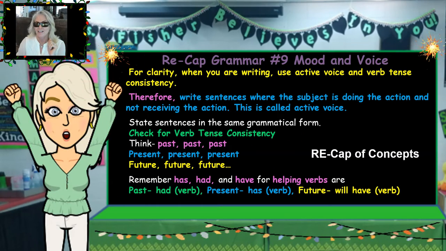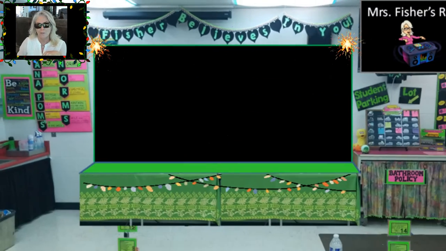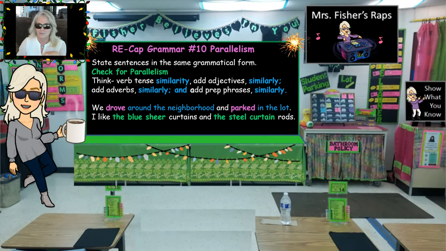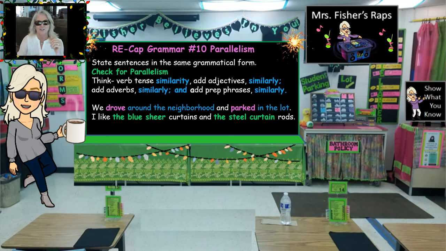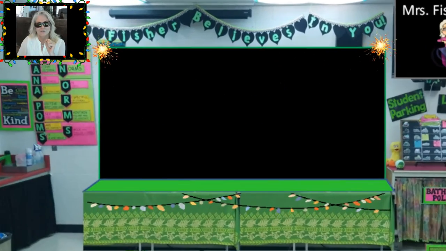And we learned that we use the active voice, which means we want the subject to be doing the action, not receiving the action. So it's not "the classroom was walked across by Mrs. Fisher," it's "Mrs. Fisher walked across the classroom." We also want to make sure we have parallelism with our verb tense consistency: past, past, past, present, present, present, future, future, future. We learned that parallelism is very important, and if we use a prepositional phrase in one part of our clause, we want to use it in the second clause as well. And we want our adjectives to be similar also.